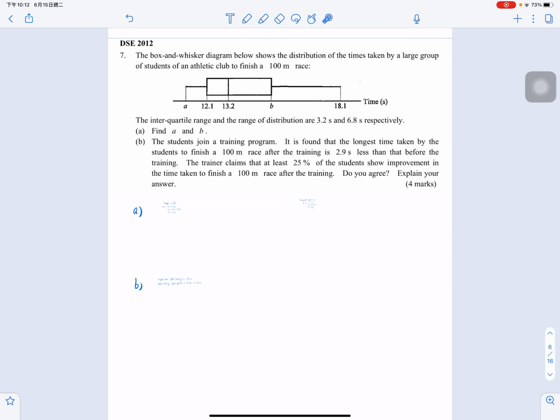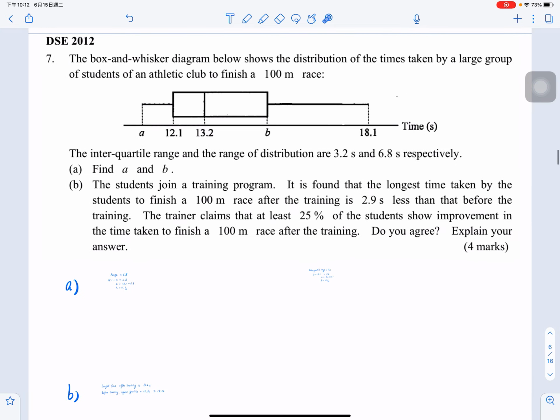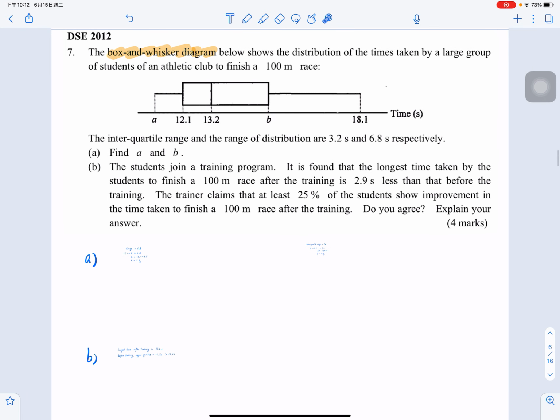Okay, let's have a look. DSE question again, 2012, box and whisker diagram. This kind of question you can always see in DSE questions, box and whisker diagram. So let's see. Here is the distribution of the time taken by a large group of students of an athletic club to finish a 100-meter race.